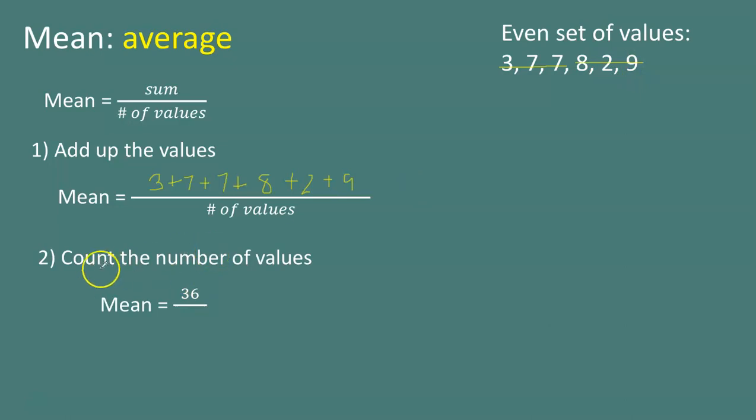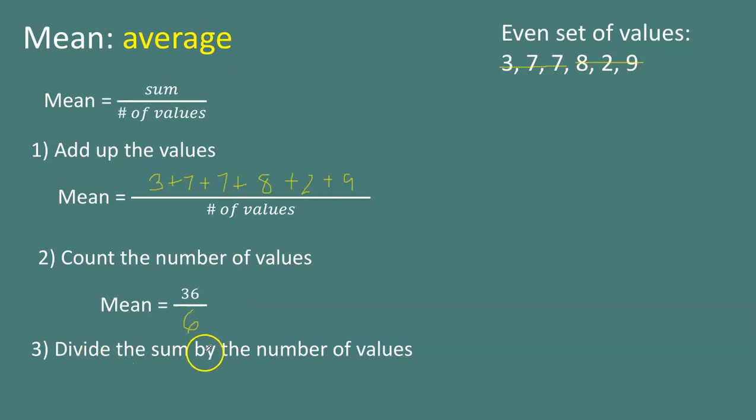Then I need to count the number of values. So there are 1, 2, 3, 4, 5, 6 values. And then step 3 says divide the sum by the number of values. So I take 36 divided by 6, and I get the mean to be 6. So the center of this data, we could say, is 6.